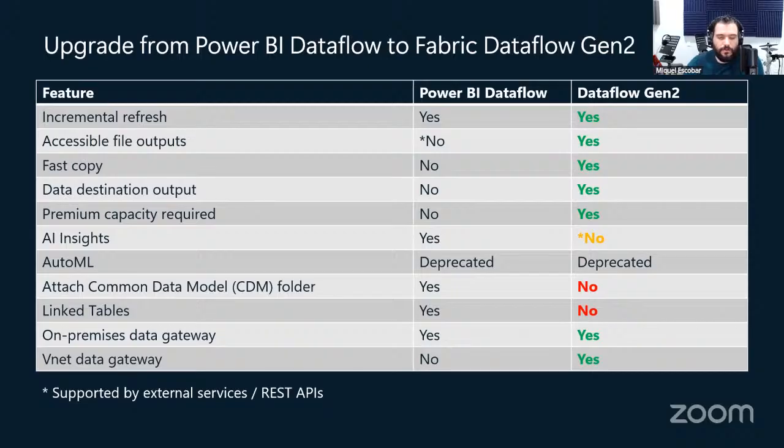We do have other articles that go a little bit deeper into this, but for the most part, you could potentially reuse the same solution that you have in Gen 1 into Gen 2. The only caveats are related to, again, link tables, and when you're using a common data model folder, when you attach that. Those are the only two ones. But that's about it.